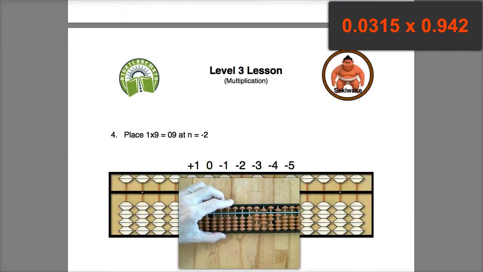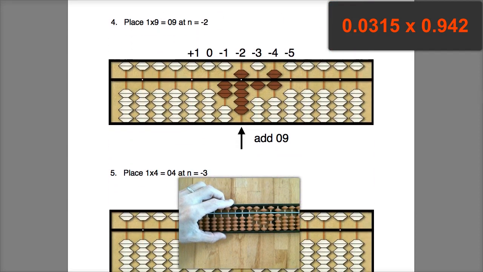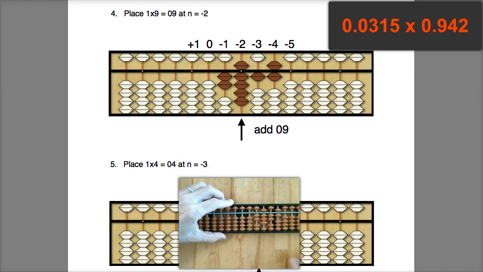Okay, so let's keep going, and now we'll move to the next digit and do 1 times 9, and there we're going to start entering that at n equals -2. So here's my unit rod at +1, 0, -1, this is -2. So here I'm going to enter a 9, and I do it like that.